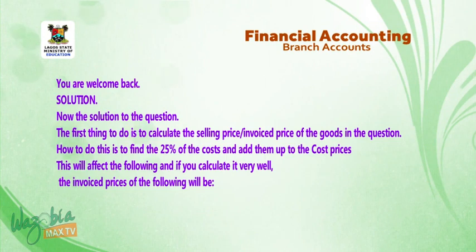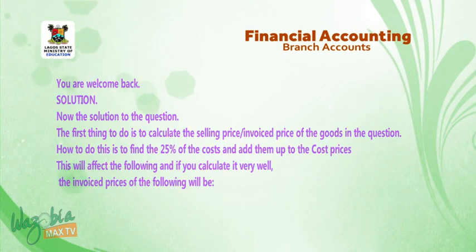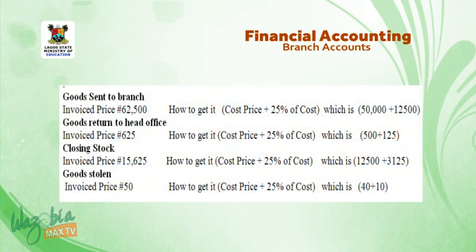You are welcome back. Now the solution to the question. The first thing to do is to calculate the selling price, the invoice price of the goods in the question. How to do this is to find 25% of the costs and add it to the cost prices. If you calculate it very well, the invoice price of goods sent to branch will be 62,500. How to get it? Cost price plus 25% of cost, which is 50,000 plus 12,500.